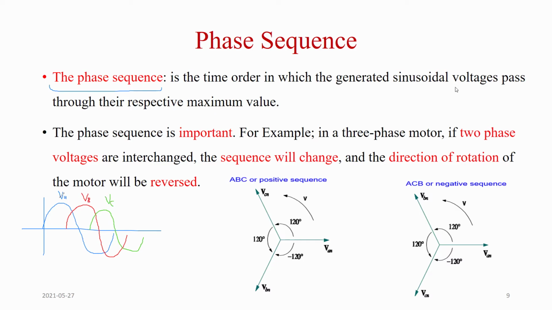In this case, the sequence is called ABC, meaning VA, then VB, then VC. This sequence is called ABC. This means A comes first, at whatever the angle for A is. B will be after 120. C will come after 240.